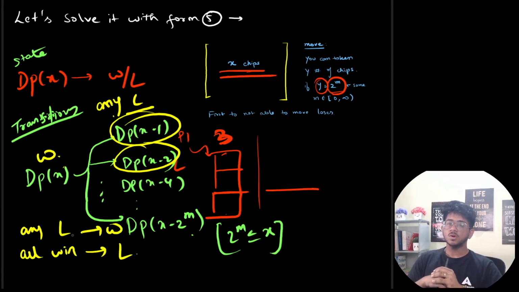Okay, what is the time complexity for this particular code? See this: for a particular X, we can go to multiple different states. We will have M going from 0 till the range.